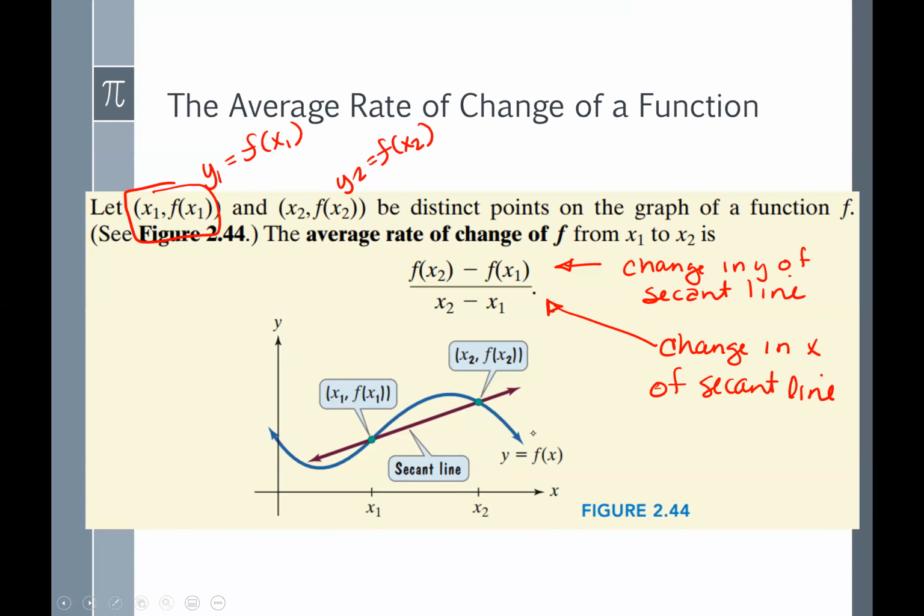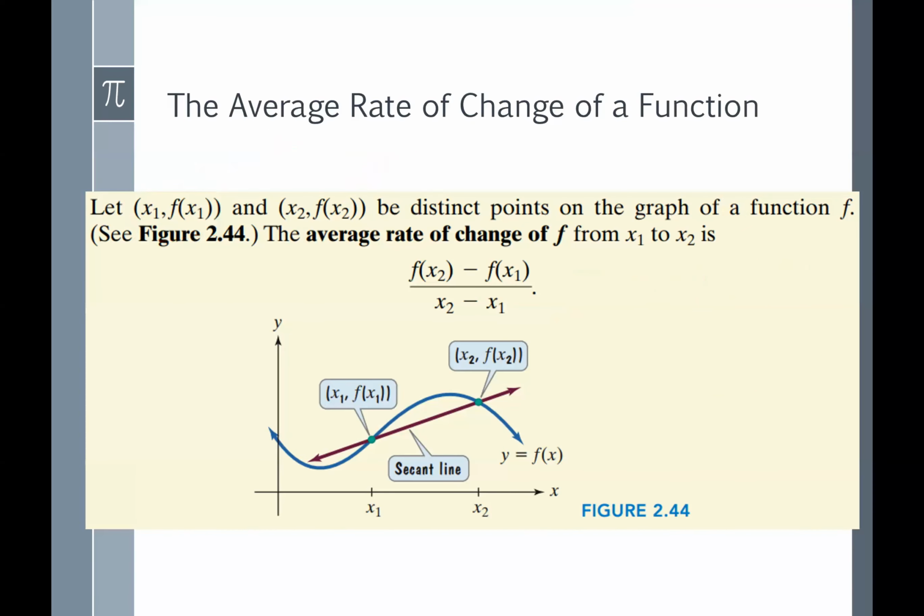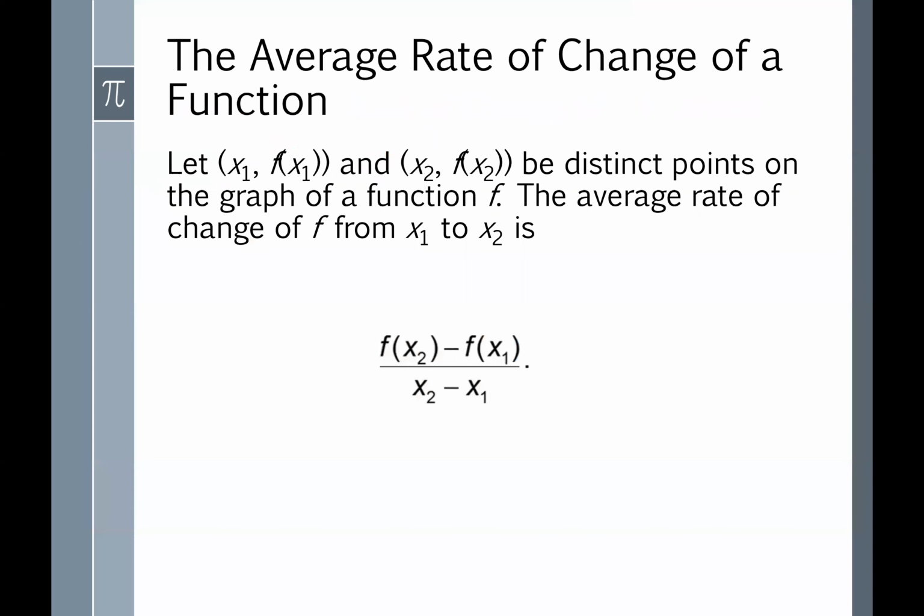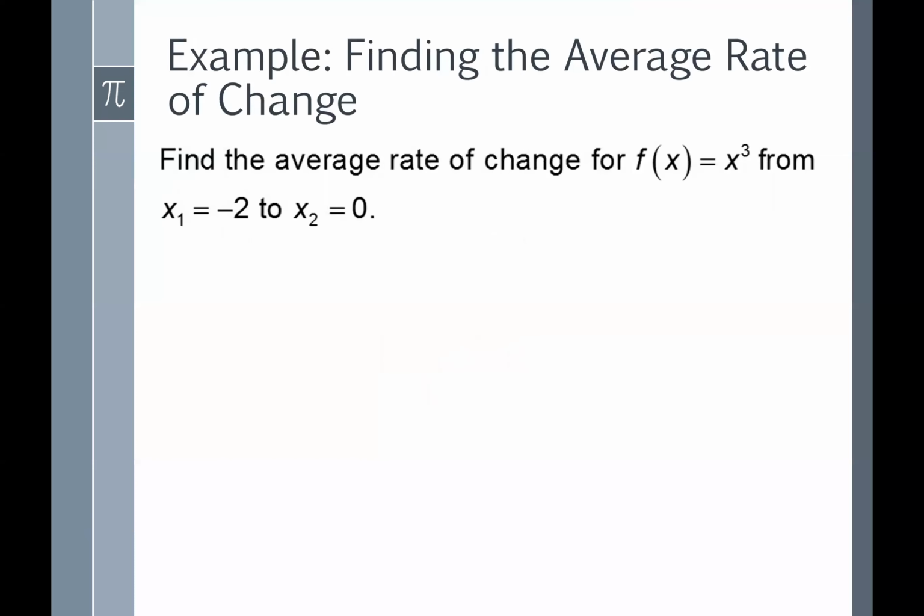All right. I will remember to use my mouse over here. Okay, so the average rate of change is given by this formula here: f of x2 minus f of x1 divided by x sub 2 minus x sub 1. All right, so let's find then the average rate of change of the function f of x equals x to the third from x sub 1 equals -2 to x sub 2 equals 0.